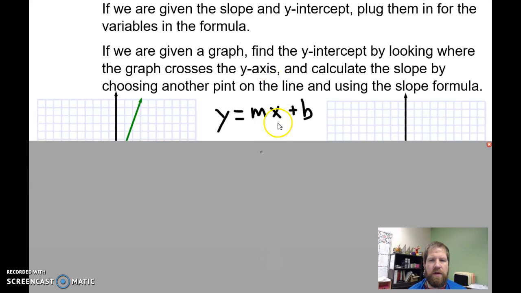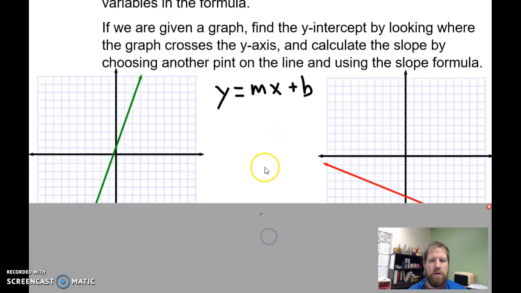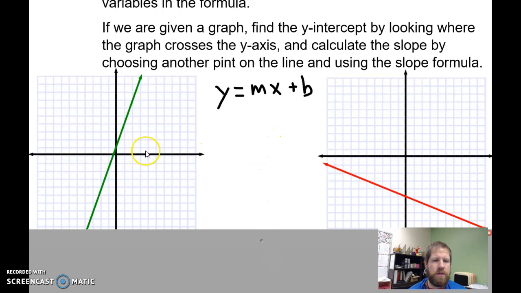If we're given a graph, you need to be able to recognize where your y-intercept is, and then from there find the slope. For this one, I can recognize that my y-intercept is right here. It crosses at 1, so my y-intercept is going to be a positive 1. And then I just need to count the slope.